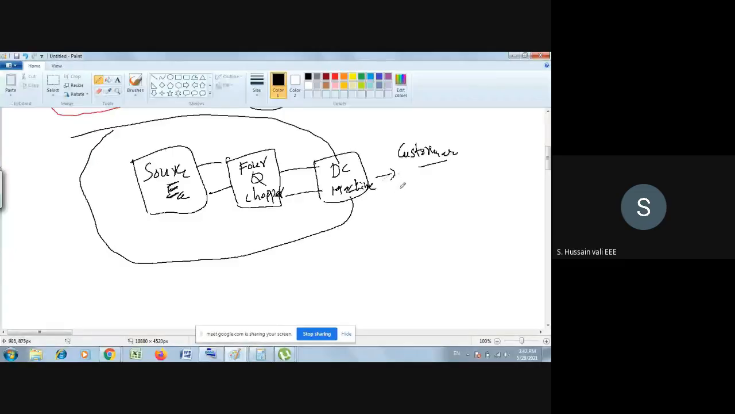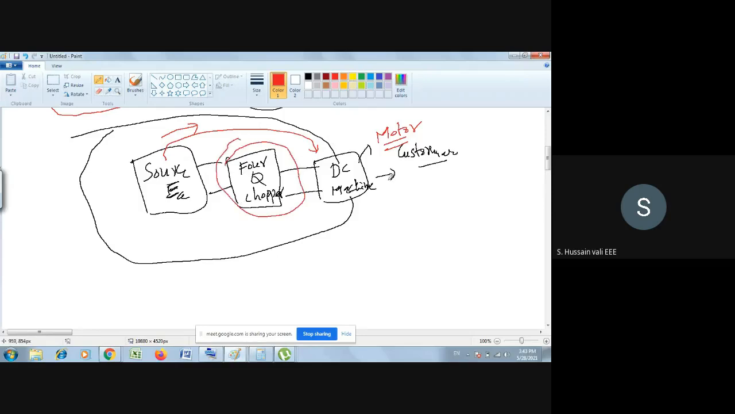So what he generally does is that he wants to run this machine as a motor. That is the only option. Then this source will give energy to the DC machine, so electrical energy will flow in this direction, from left side to right side, through the chopper.